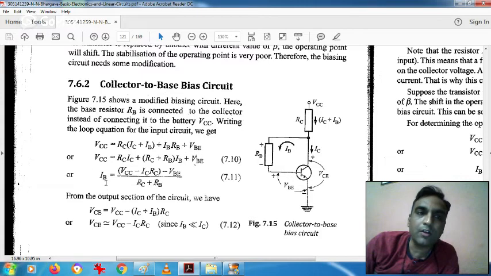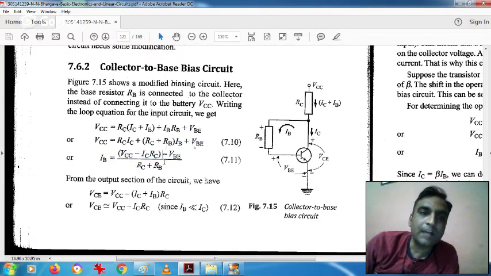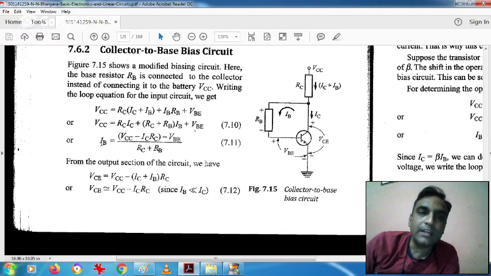Making the equation of IB from this, we will write IB is equal to VCC minus ICRC minus VBE, divided by RC plus RB. Now if we know IB, definitely we can find out IC, because IC is equal to beta IB, as we know. Okay, so this is from the input side.